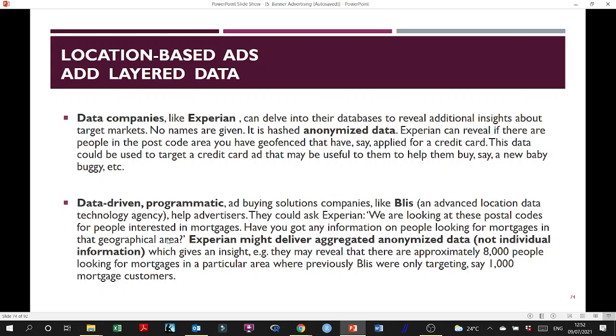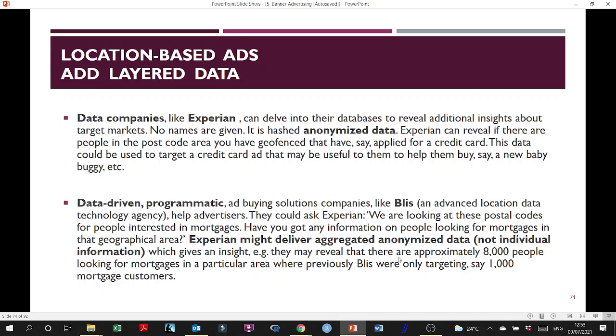They're looking, for example, at these postal codes for people interested in mortgages. And have you got any information on people looking for mortgages in these geographical areas? Basically, you ask this question to Experian, and Experian might delve into their data and give you a list of aggregations. So they can tell you that there is a certain percentage of people within this diameter of this zip code who have been applying for credit cards or haven't yet. Of course, if the percentage is very low, then you can see an opportunity for you there in the market. So this gives you an insight.